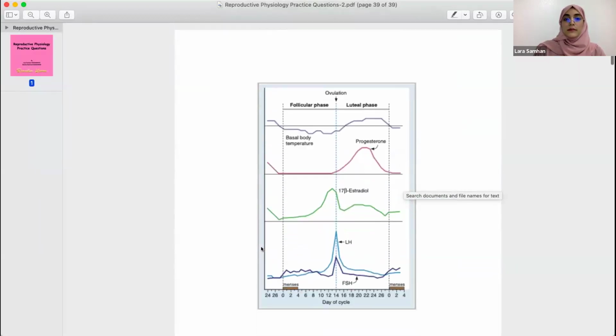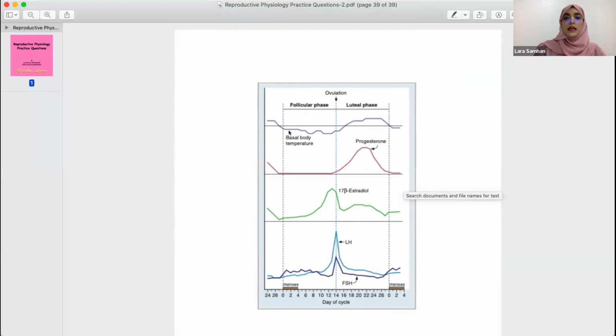I'll cover the ovarian cycle very briefly, and my colleague will talk more about it. This is just a summary of the ovarian cycle. What does the ovarian cycle have? It has two phases: the follicular phase and the luteal phase. In the follicular phase, a couple of changes happen compared to the luteal phase, and those two phases make up a complete ovarian cycle.